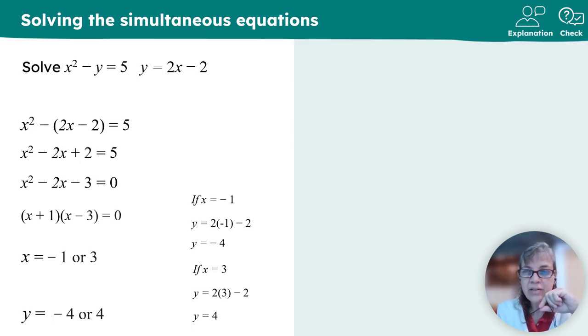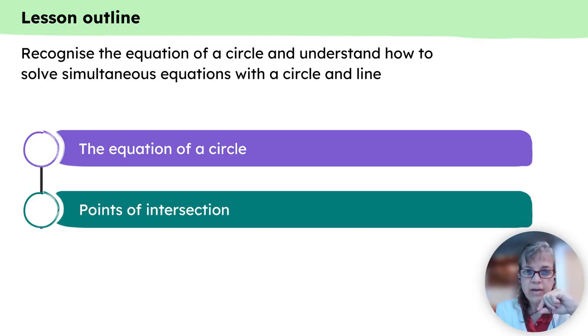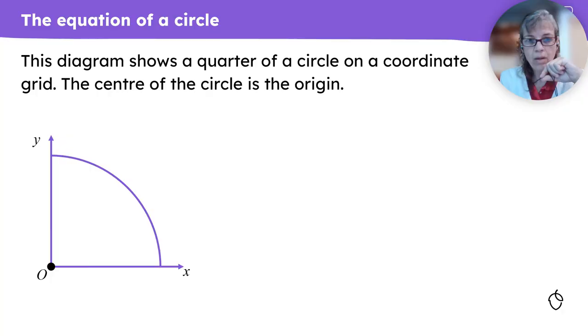Now, just as a little extra bonus, in your 2.1 section of exercises, you'll notice some equations which are actually equations of circles. So I just wanted to talk briefly about what the equation of a circle is, where it comes from, and how it works in simultaneous equations. It's not something we've formally talked about before, but it's not very complicated. Imagine that you have a quarter of a circle on a grid, and the center of the circle is the origin, 0, 0.